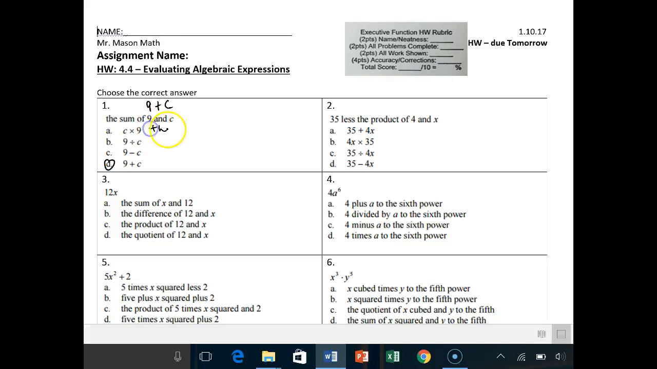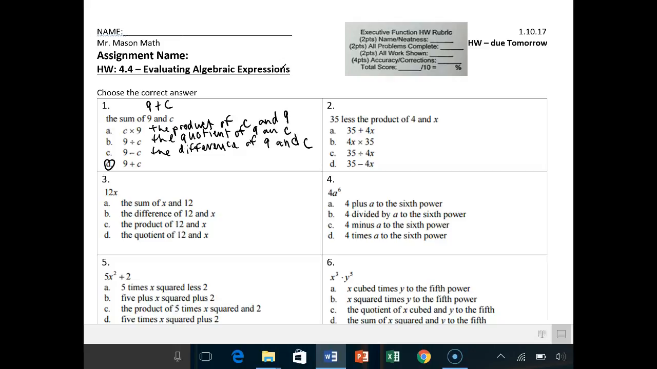This would be the product of c and 9. This would be the quotient of 9 and c, and this would be the difference, or 9 minus c, the difference of 9 and c. You could write this a whole bunch of different ways, right? You could say c less than 9, a whole bunch of different ways. So try and do number 2, and push yourself and say, okay, how are these other ones incorrect?